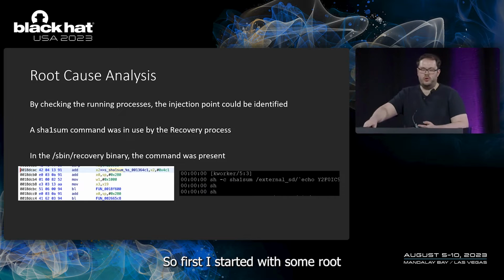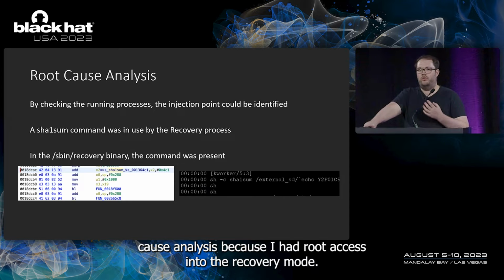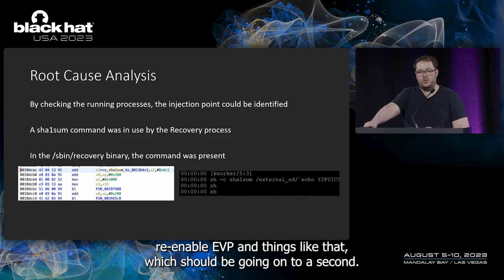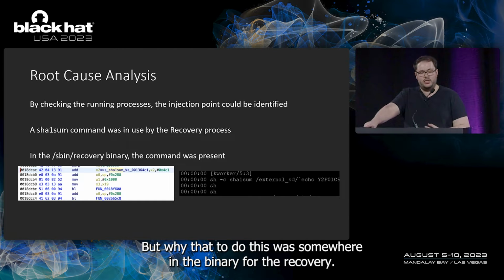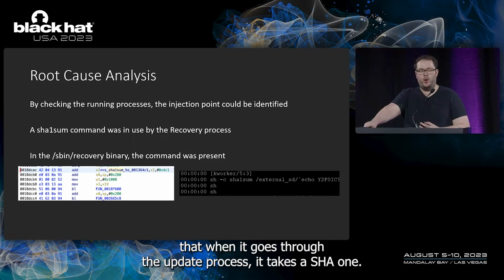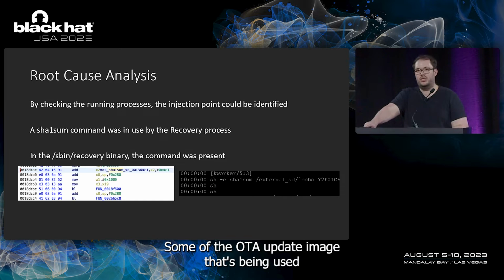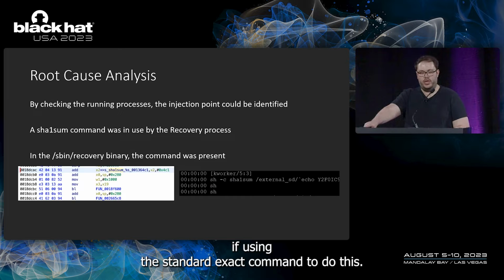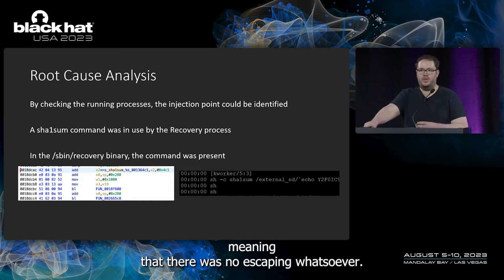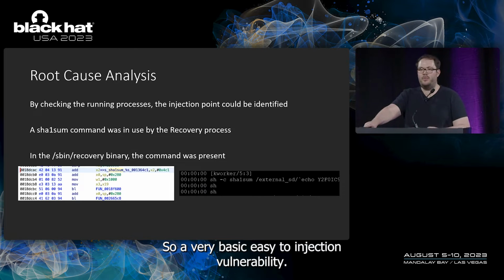So first I started with some root cause analysis. Because I had root access into the recovery mode, I could then re-enable ADB and things like that, which we'll be going on to in a second. But what I did to do this was see where in the recovery binary this was occurring. And what I actually found was that when it goes through the update process, it takes a SHA-1 sum of the OTA update image that's being used, just using the standard exec command to do this. And they had sprintf'd the file name directly into the command, meaning that there was no escaping whatsoever, so a very basic, easy command injection vulnerability.